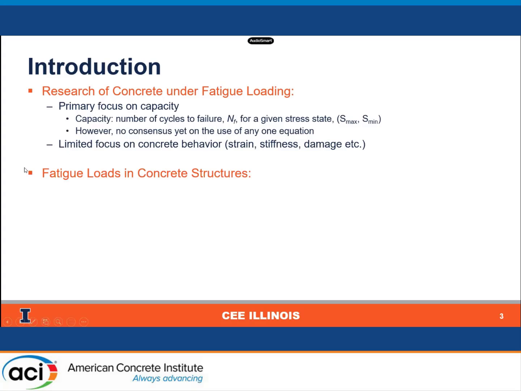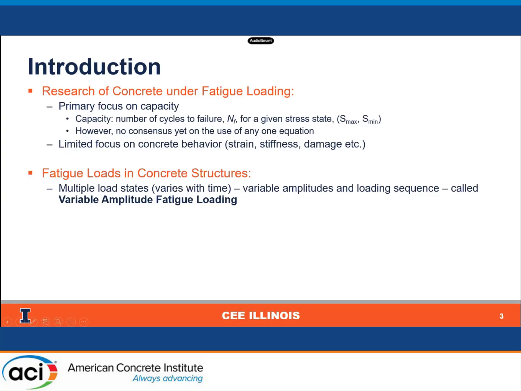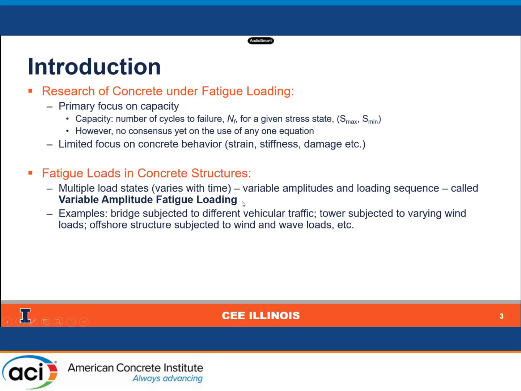On the other hand, when we look at the actual loads in concrete structures, we are not going to see one stress rate. Rather, we are going to see a varying stress rate with either variable amplitude or variable sequence. This is referred to as variable amplitude fatigue loading. Some examples: a bridge that is subjected to different vehicular traffic, so it's not going to be one stress rate, or a tower subjected to wind loads. The wind loads are going to vary with time, so it's not one stress rate, or an offshore structure subjected to wind and wave loads, etc.